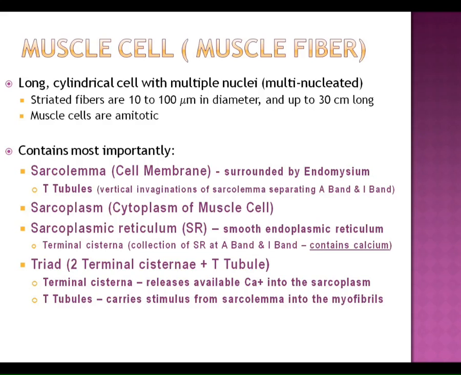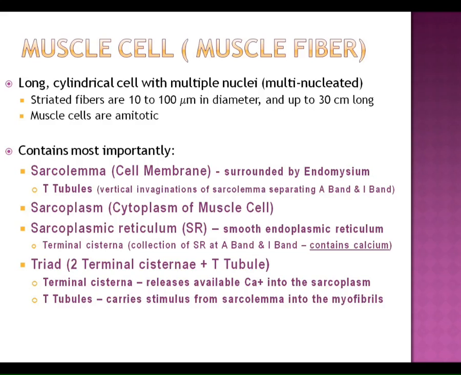Now, when we take two terminal cisterna, one on each side of a T-tubule, we get what's called a triad. I'm going to show you a picture in just a second. But now you know that a triad is that one T-tubule, which is what? Part of the sarcolemma that dives in, right? Surrounded by two terminal cisterna, and we call it a triad. This is where all the action takes place, where the stimulus comes down to ignite those myofilaments.